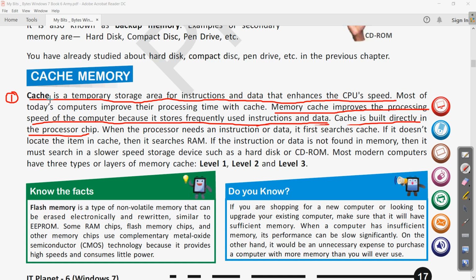First point we have seen that cache is the temporary storage area for instructions and data that enhances the CPU speed. Second point is that memory cache improves the processing speed of the computer because it stores frequently used instructions and data. And third point, that cache is built directly in the processor chip. Clear? So these are the three points on the use of the cache in the computer. Clear? So this way we have covered all the question answers.